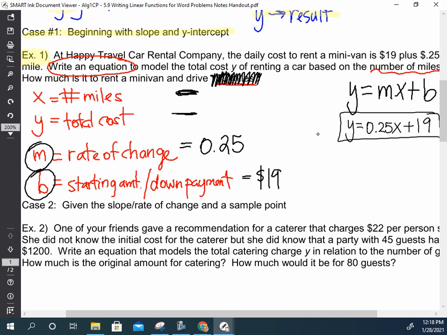Part two. How much is it to rent a minivan and drive 150 miles? Now we can use 150 miles because we have an equation to plug it in. So 150 miles, is that X or is that Y? X. So 0.25 times 150 plus 19.